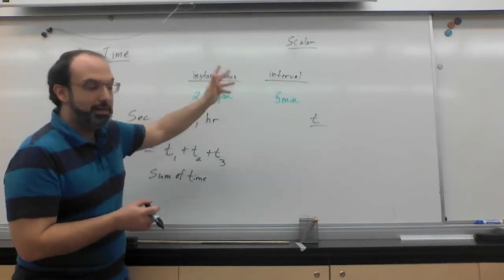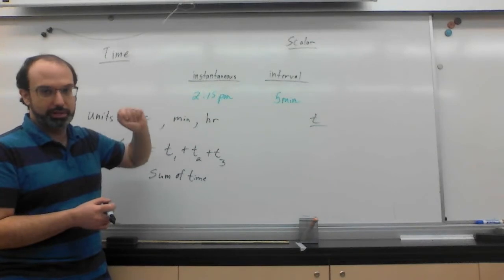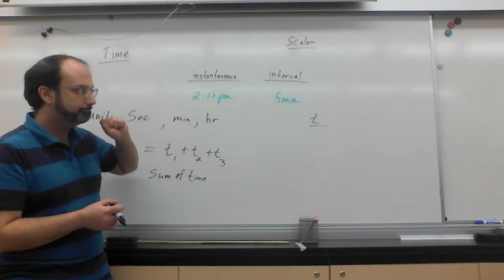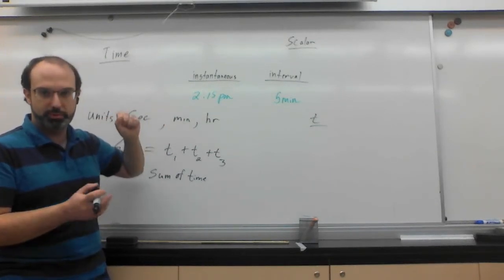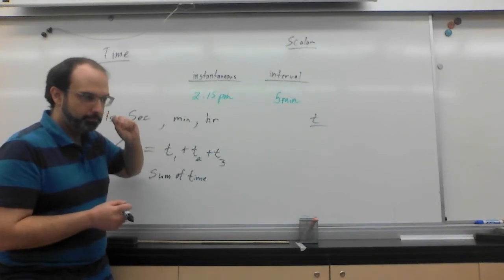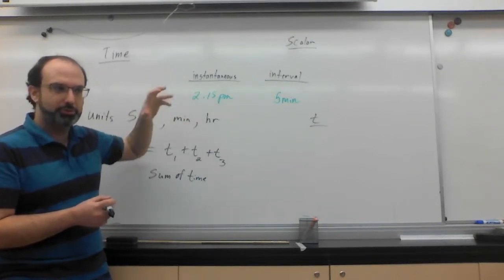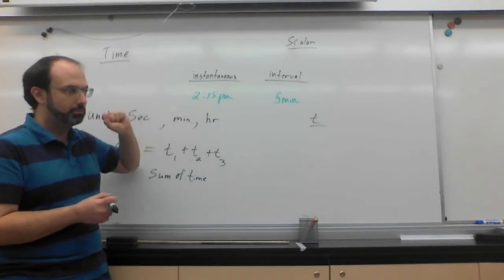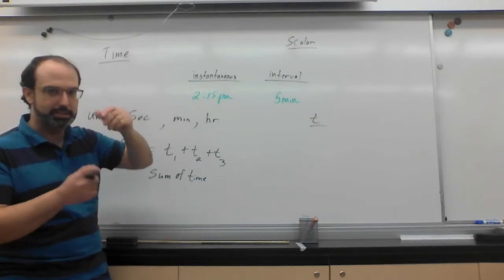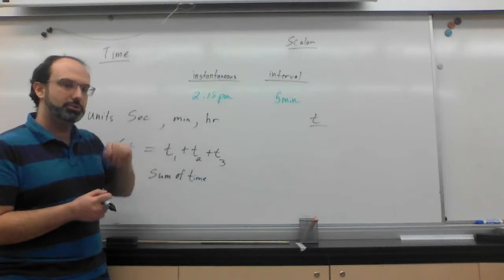So, 3:30, school ends. Class starts at, say, 2:18. Those are instants of time, instantaneous time, right? 3:30, class ends, the bell goes, you can leave. 2:18, class starts, if it's the last class of the day. An interval of time is this.